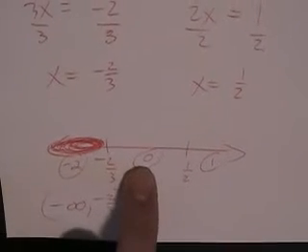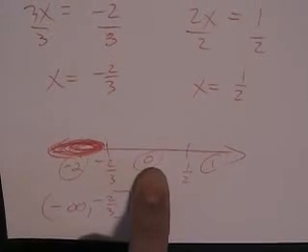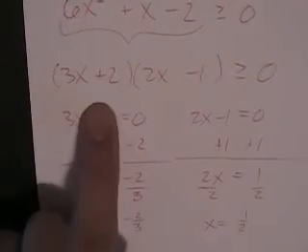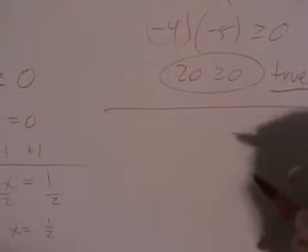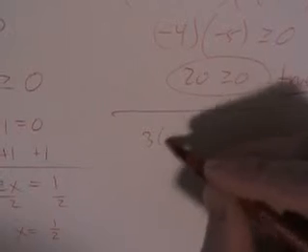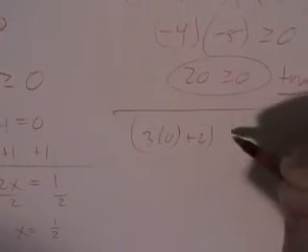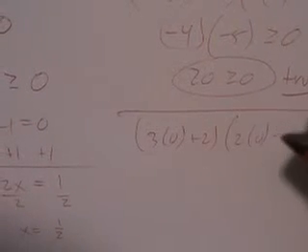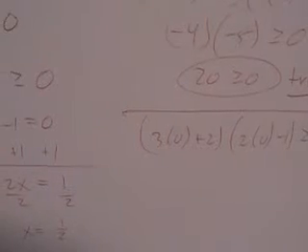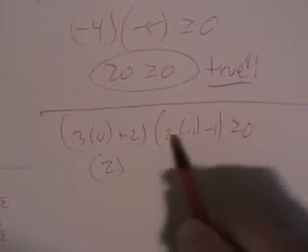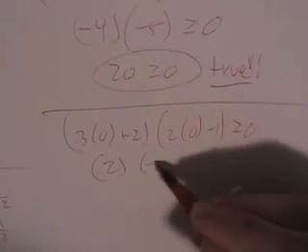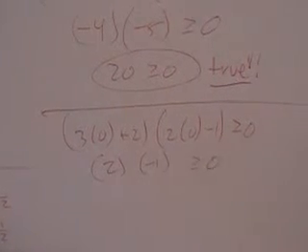Now, let me take the next test value, 0, and I'm going to plug it into this guy, again, just like I did with the negative 2. So let me go back to this side. Okay, so now let me plug in 0 for those x's. So 3 times 0 plus 2, times 2 times 0 minus 1, is greater than or equal to 0. That's 0 plus 2 is 2. 0 minus 1 is negative 1, greater than or equal to 0.